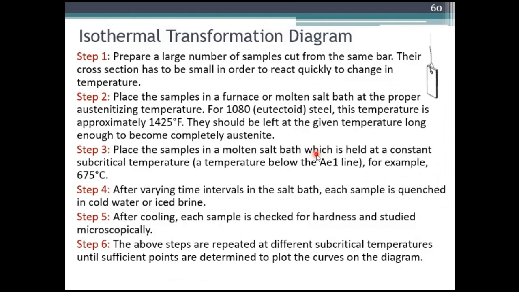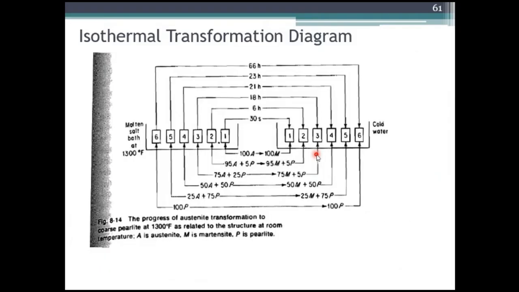After studying it microscopically, the important thing is how the various operations happen and how they are compared. Everything will be studied, and from the data we will be drawing a diagram. That diagram is called the isothermal transformation diagram, and we call it the TTT diagram. This is the molten salt bath, at different temperatures.